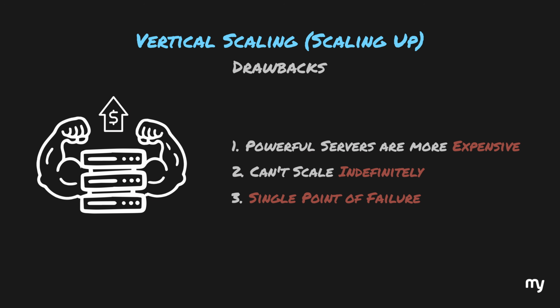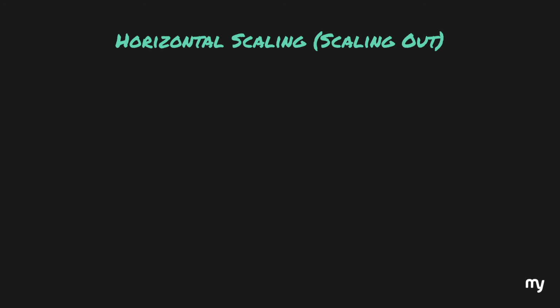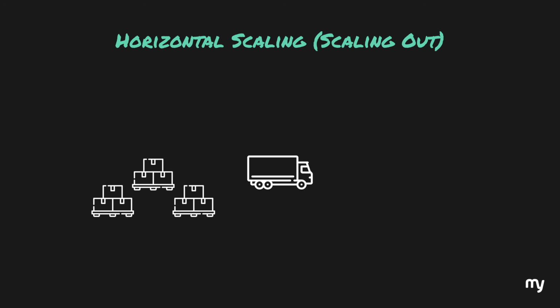With just one server, you're putting all your eggs in one basket. If the server crashes or experiences an issue, your entire application goes down, leaving your users unable to access the service. To overcome these challenges, we turn to a more flexible and scalable option, horizontal scaling. So let's revisit our delivery service analogy.